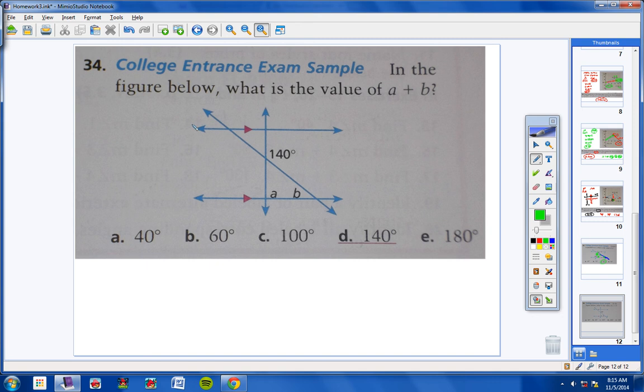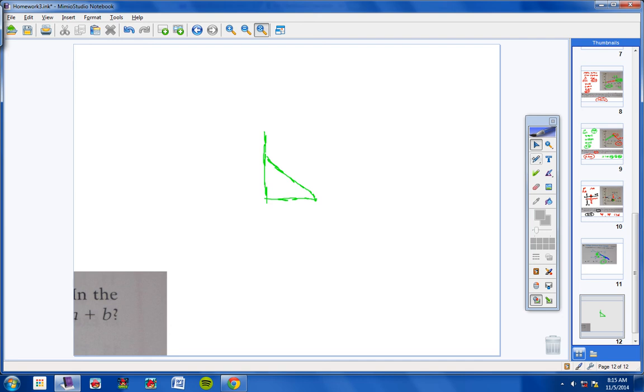What is a plus b? Well, students, we should see this right away. I'm going to draw it for you real quick here and we're done. Watch. Look at this. See that? That, and that. Okay? Got it? Now watch this. This is 140, and this is A and this is B.